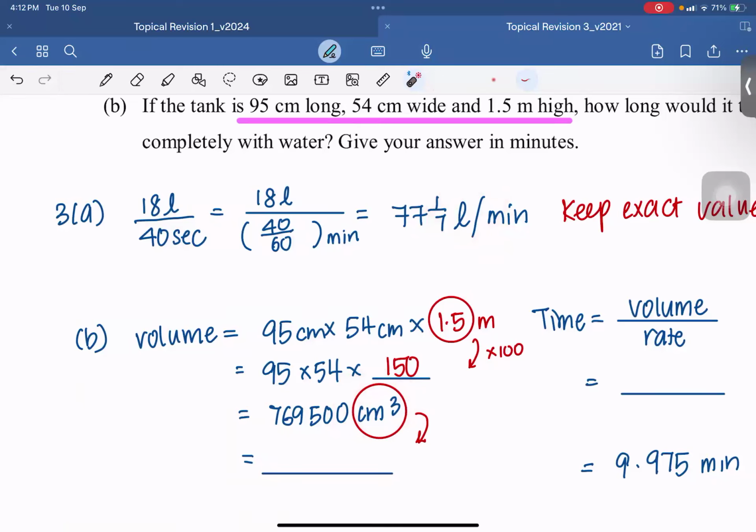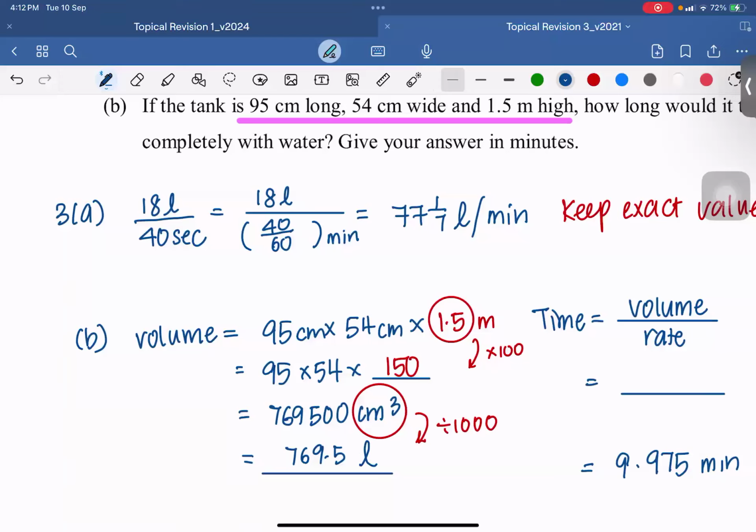Times, are you sure? 1 liter is how many cm cubed? 1,000. Am I going to multiply by 1,000 to change it to liters? I'm going to divide, my bad. Divide, okay, so I'm going to divide by 1,000. And this answer will now be 1, 2, 3, 7, 6, 9, 5. Then units?